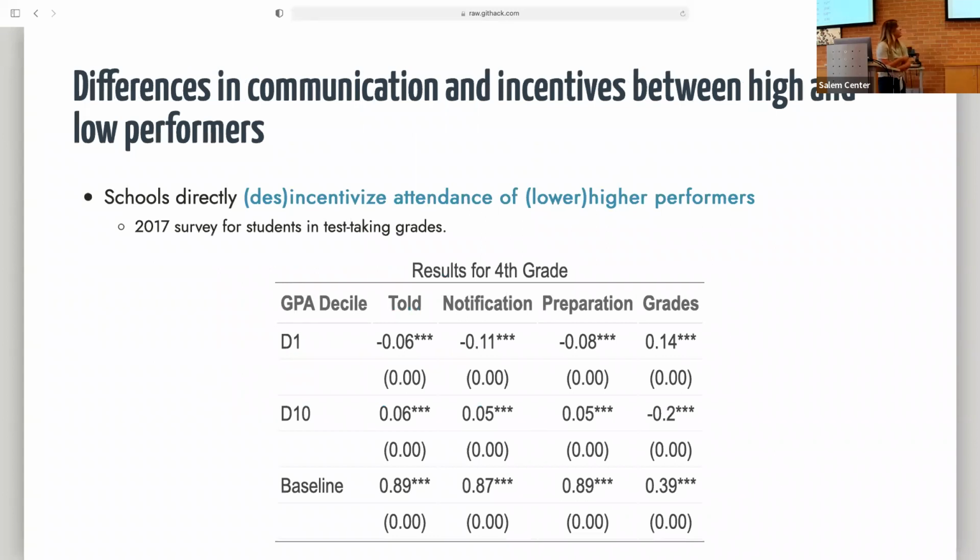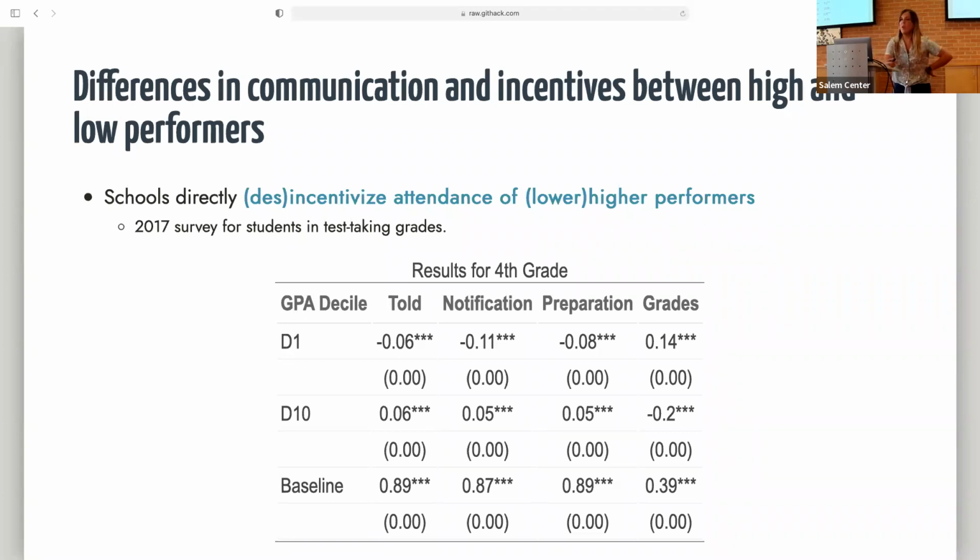So the first thing that we do here is we got hold of a survey that the ministry did and never published for some reason, where they asked the students about different things about communication and incentives around this SIMCE score, right? The SIMCE test. So what I have here is basically the results for the 4th grade survey, and these different variables relate to questions that they asked the students and the parents, right?